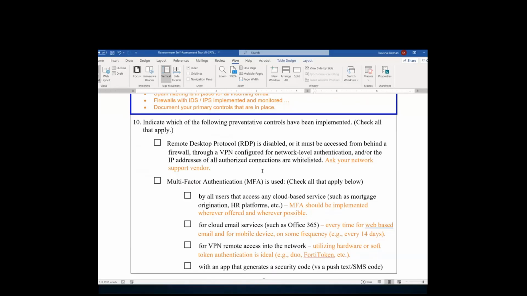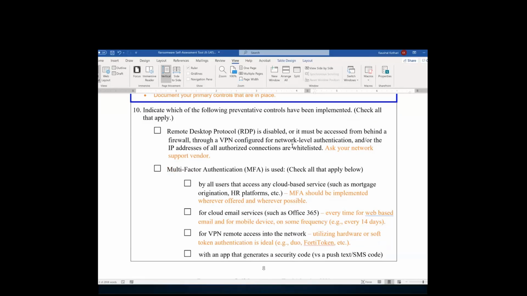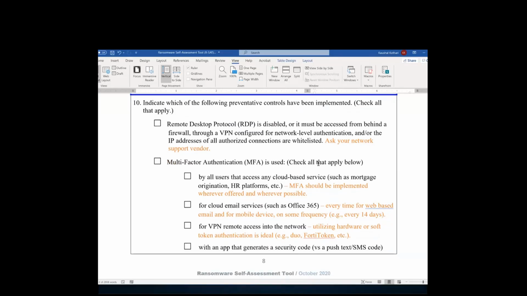So this is a question to ask either your network support vendor, or if it's different, your firewall vendor, or whoever is establishing those VPNs and taking care of remote desktop protocol. Then they dig in further to ask about multi-factor authentication and where that's being used. Their suggestion is for all users that access any cloud-based service. MortgageBot is a cloud-based service, so multi-factor authentication should be implemented wherever it's offered and wherever it's possible.